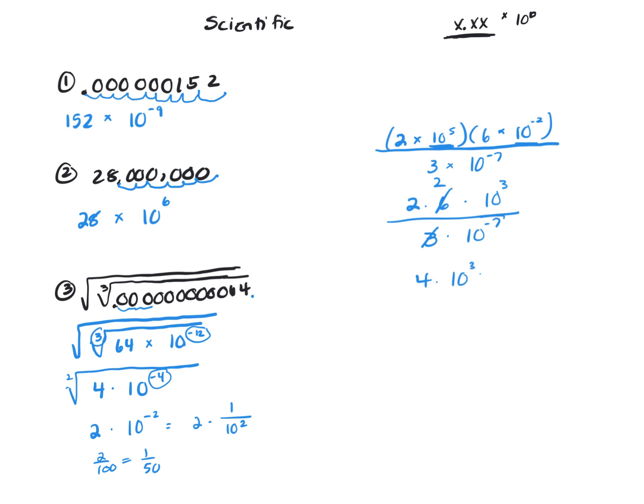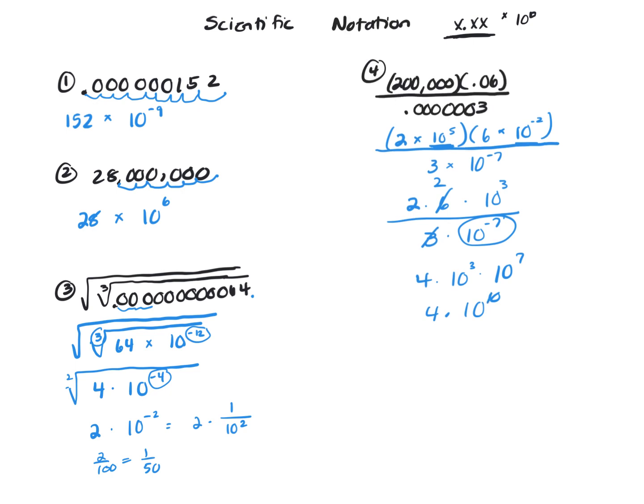Let's move this to the opposite place it's in to make the sign of the exponent positive. That'd be 10 to the 7th. And that's 4 times 10, add your exponents, to the 10th. And I'm just going to leave it like that. If I wanted to turn it into an actual number, I would just add 10 zeros.